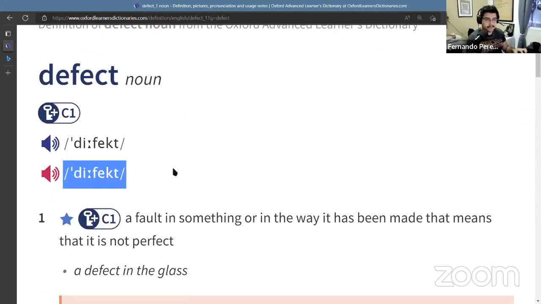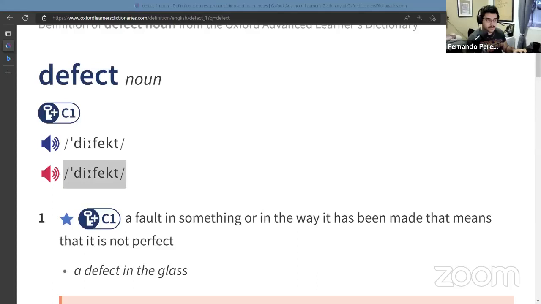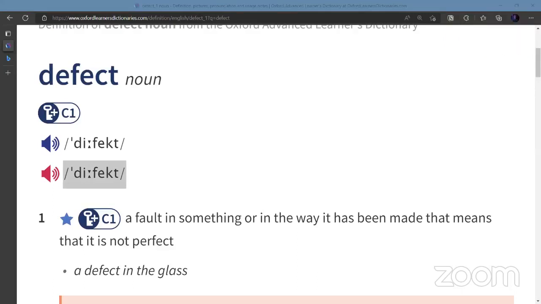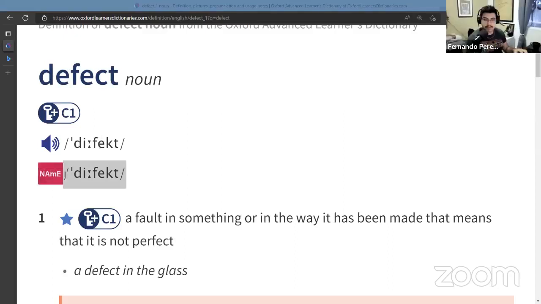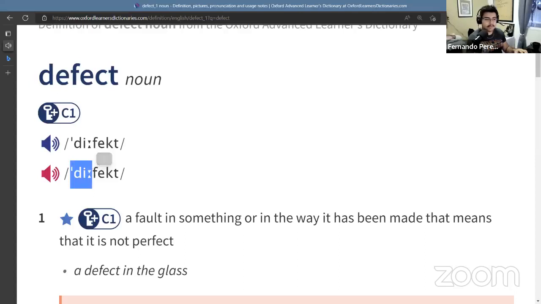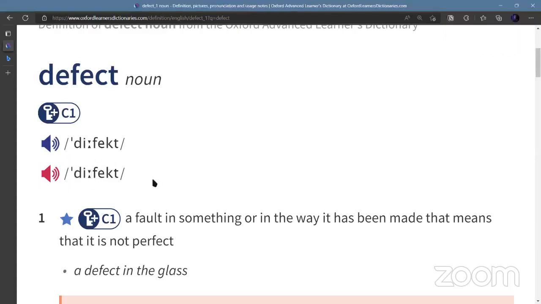Defect. Perfect. The stress is in the first syllable. Defect. Exactly. A fault in something or in the way it has been made, that means that it is not perfect.